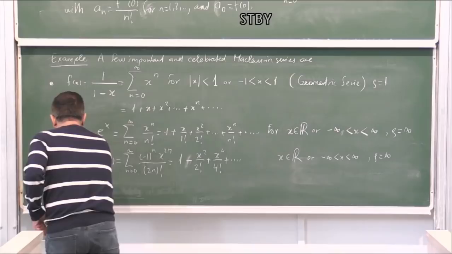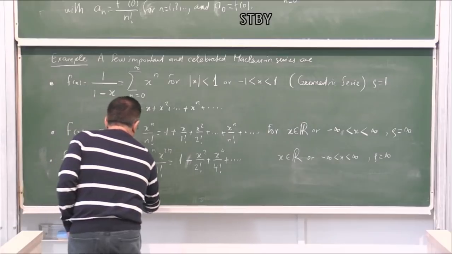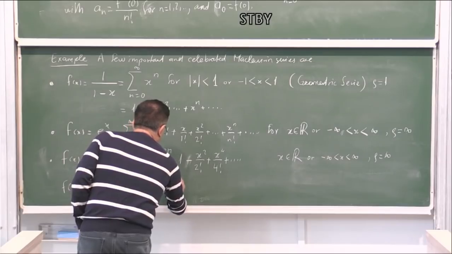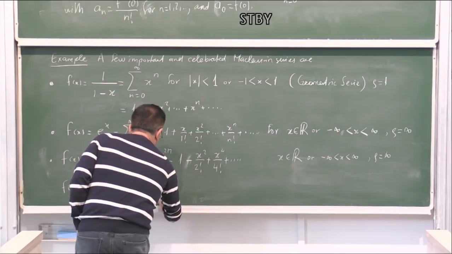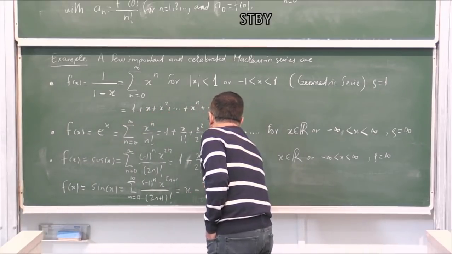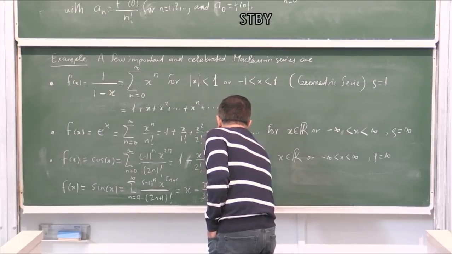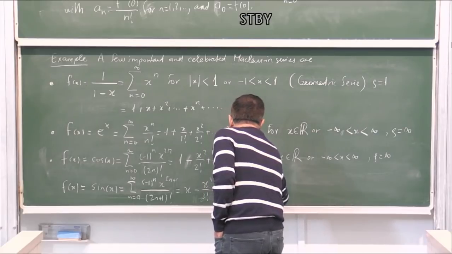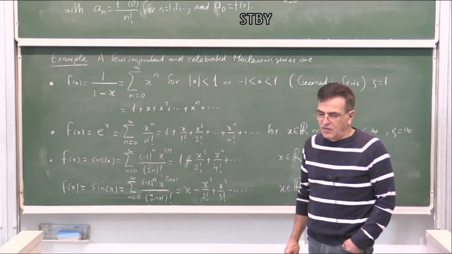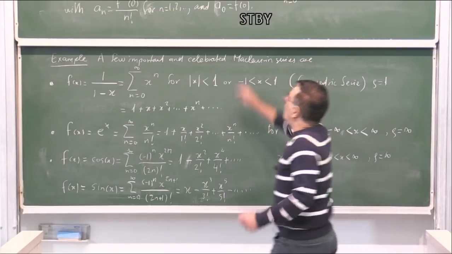Similarly, you may recall the Maclaurin series for sin x, which is of the form the sum of minus 1 to power n x to power 2n plus 1 over 2n plus 1 factorial. So x minus x cubed over 3 factorial plus x to the 5 over 5 factorial, and so on. Again, the radius of convergence is infinity. Yes? Now, what else?